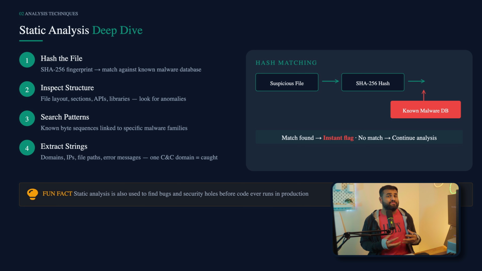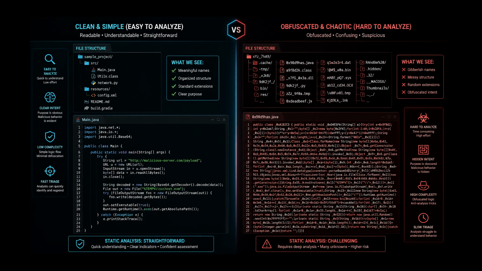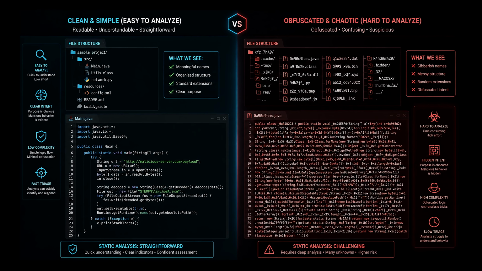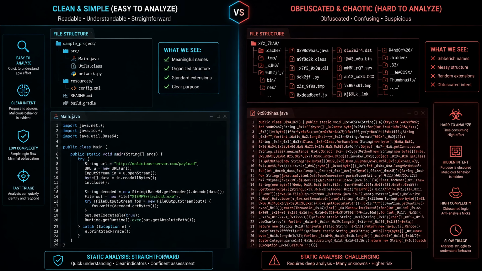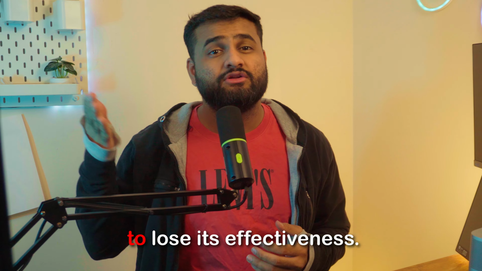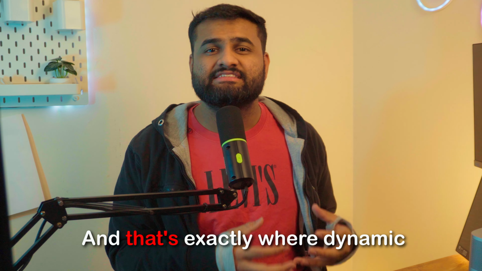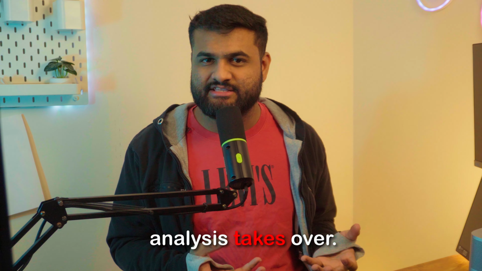Static analysis is fast and completely safe because we are never actually running anything. But here is the limitation. When malware is heavily packed or obfuscated, deliberately scrambled to hide its content, the file's internal structure becomes almost unreadable. That's where static analysis starts to lose its effectiveness, and that's exactly where dynamic analysis takes over.